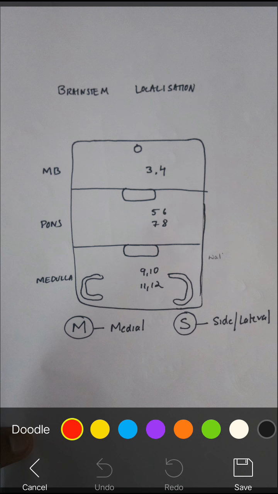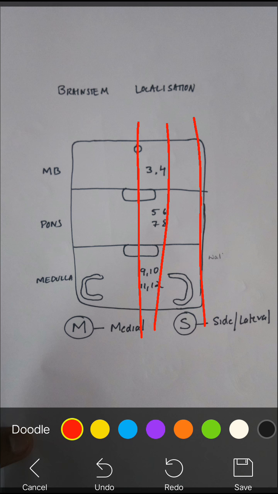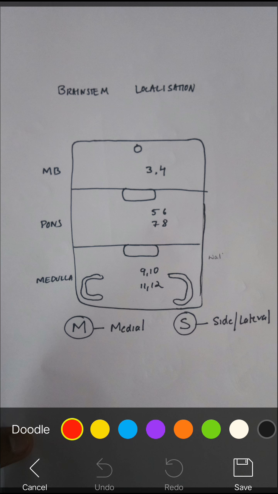It's very important to know whether it is a medial or lateral syndrome. This is the basic overview about brainstem localization. It's also very important to know the eponyms of these syndromes. Different names are given to these syndromes, so kindly go through them.